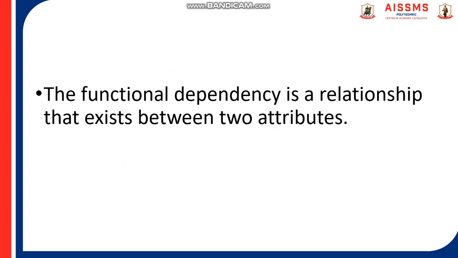First we will see what is meant by functional dependency. A functional dependency is a relationship that exists between two attributes. As the name suggests, a dependency is a relationship between attributes of a table or a relation which depend on each other.